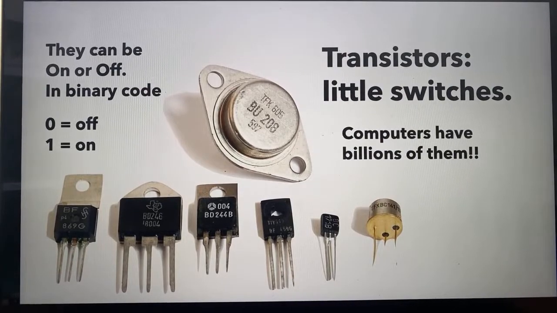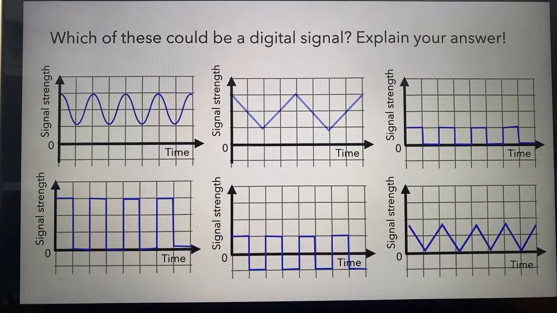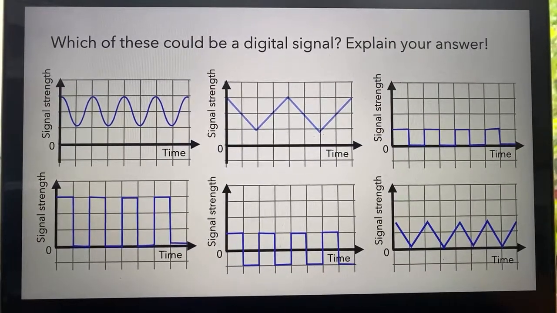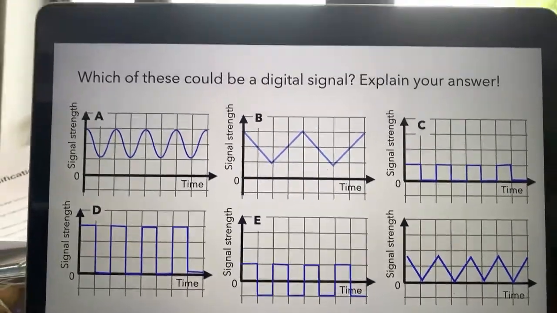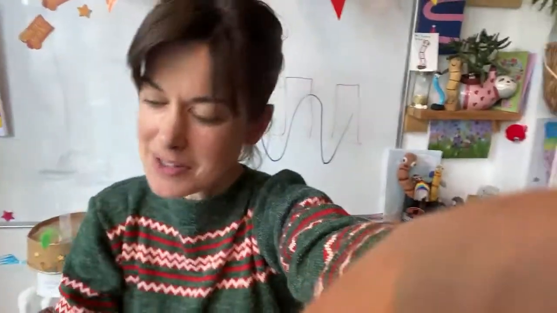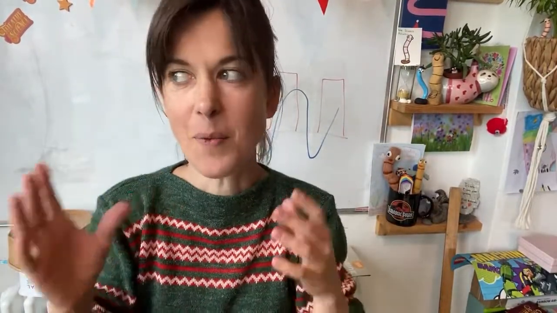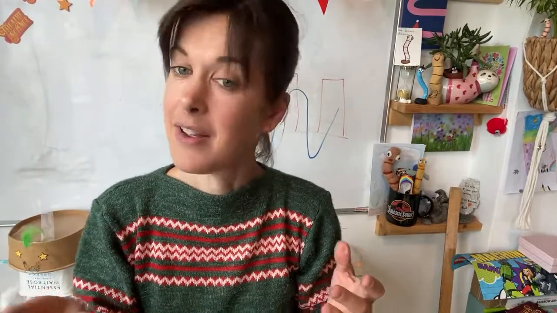Okay, right. I think you're ready for my big sheet of graphs. Here we go. Which of these could be a digital signal? Explain your answer. We've got A, B, C, D, E, or F. This is supposed to be sort of quite hard. I haven't given you that much information, but I'm thinking this will be a good way for you to work out how much you've understood. And hopefully if you get a question wrong now, you won't get it wrong at the exam. That's usually the way it goes, right?